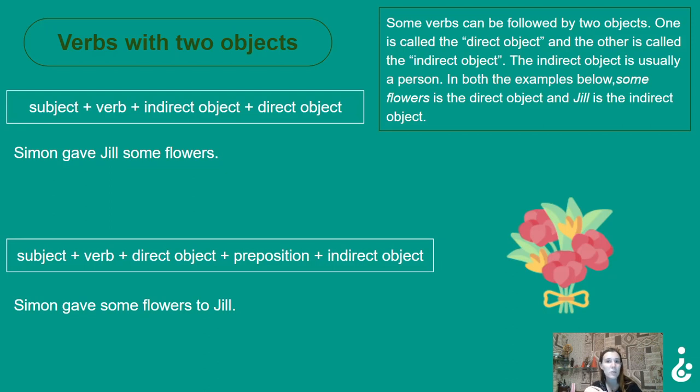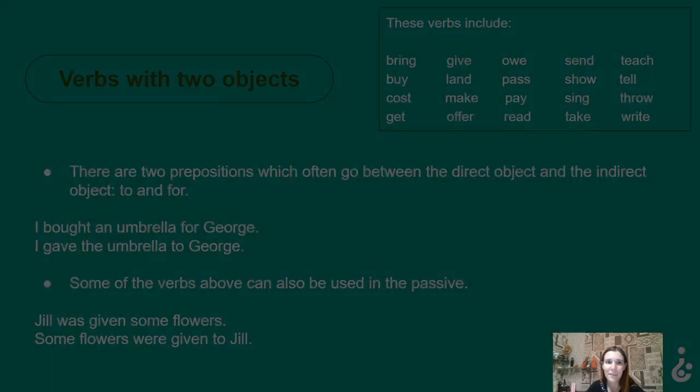Some verbs can be followed by two objects. One is called the direct object and the other is called the indirect object. The indirect object is usually a person. In both examples below, some flowers is the direct object and Jill is the indirect object.